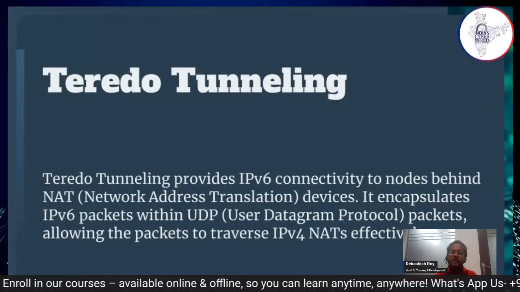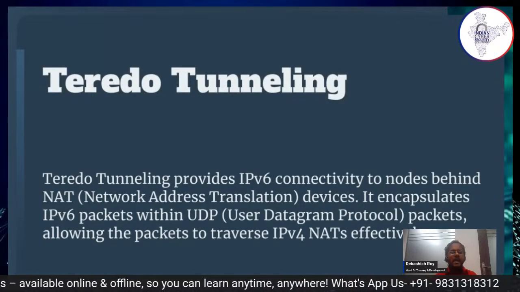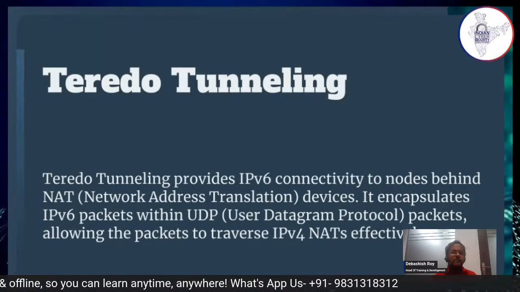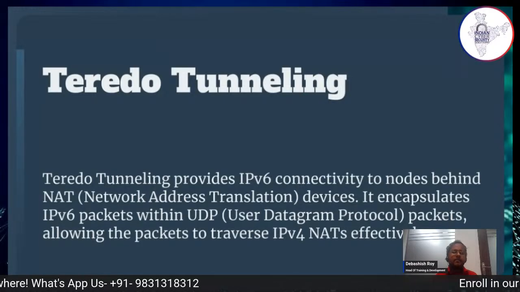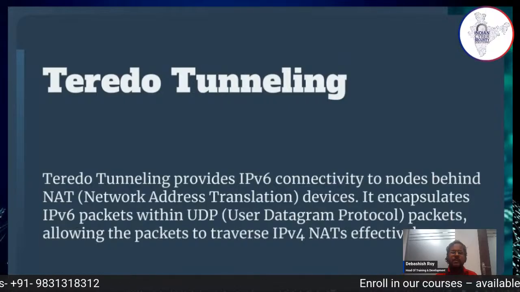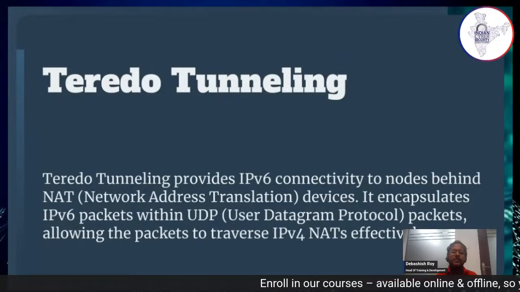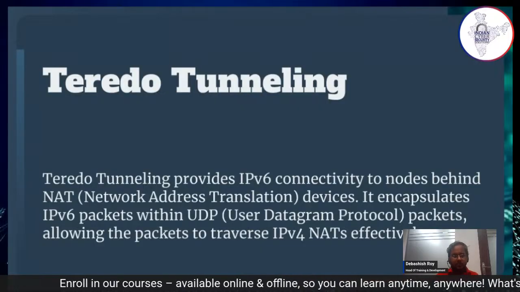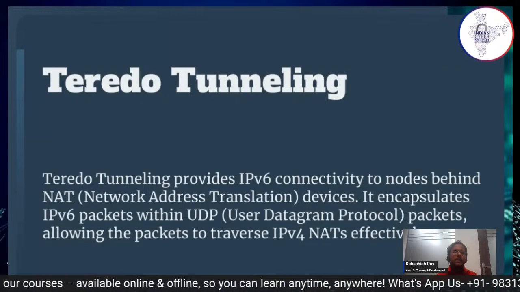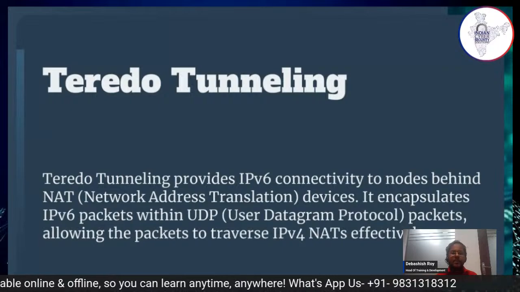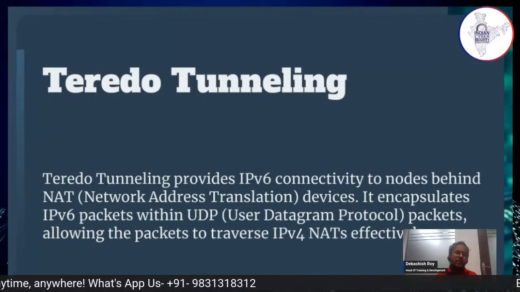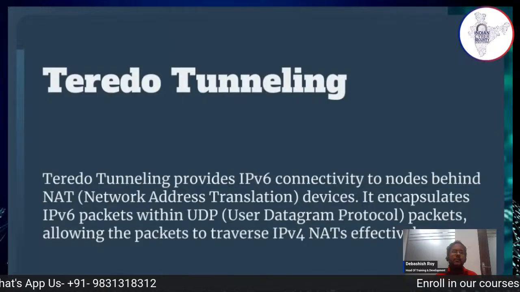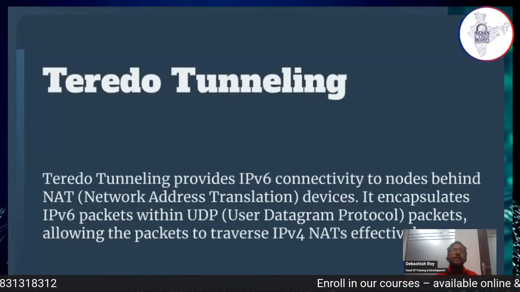Teredo tunneling provides IPv6 connectivity to nodes behind a NAT, network address translation device. So what does it do? It encapsulates IPv6 packets within UDP, user datagram protocol packets, allowing the packets to traverse IPv4 NAT. So it is actually crossing the NAT, because what does NAT do? The private to public address translation, and Teredo tunneling actually supports that. So it allows the packets to traverse IPv4 NATs effectively. Because in IPv6, you generally do not have NAT, but Teredo supports that.